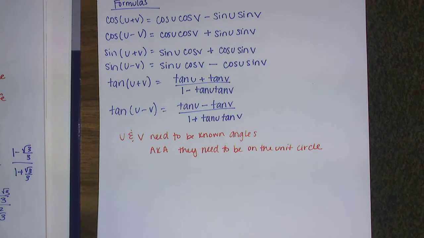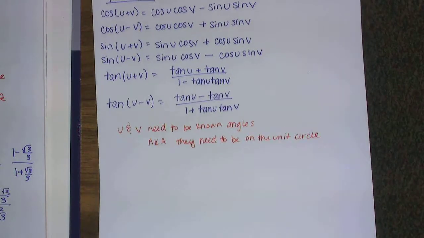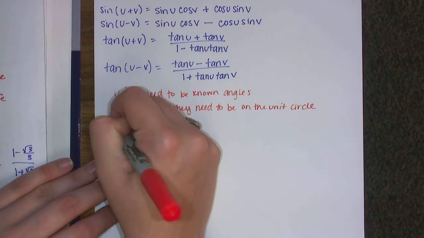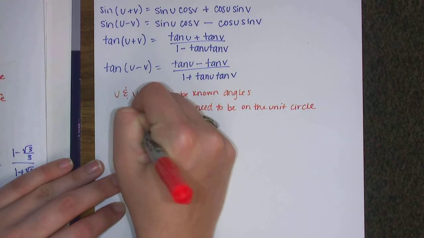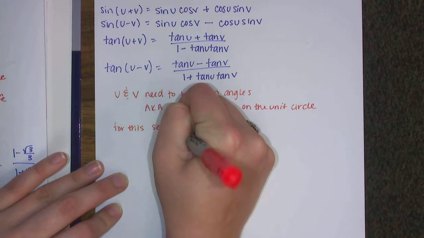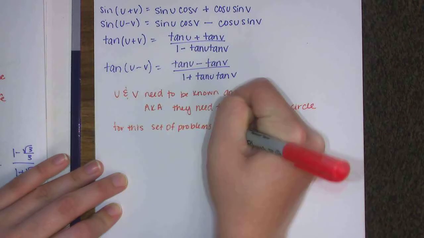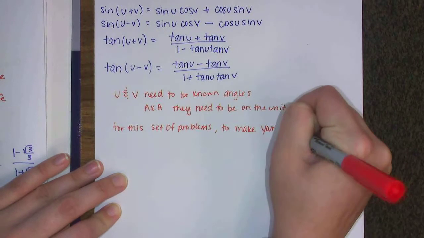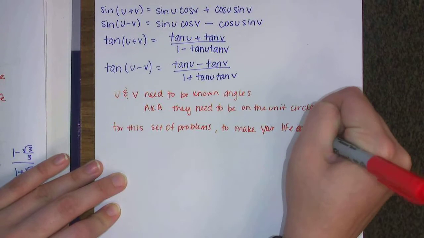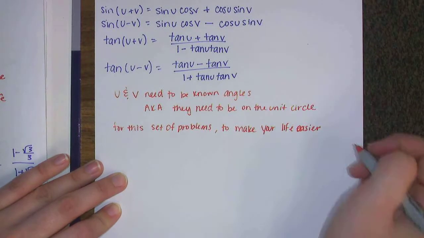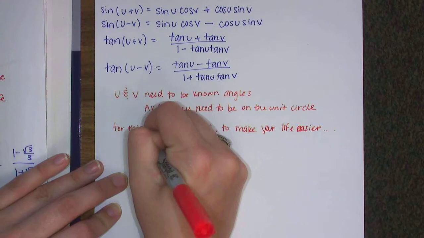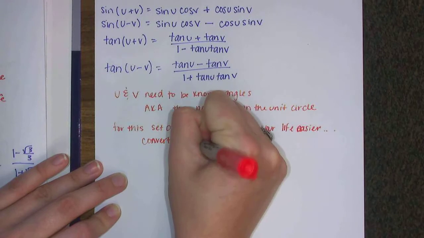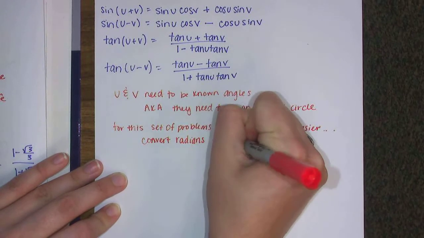Okay, so for this set of problems, in this type only, to make your life easier, convert radians to degrees. And hopefully you guys remember how to do that. Pi over 180 or 180 over pi.